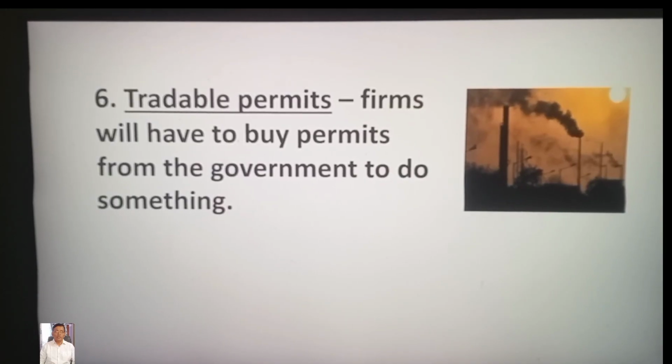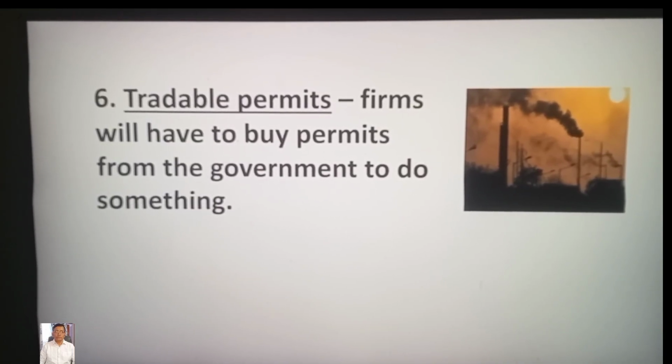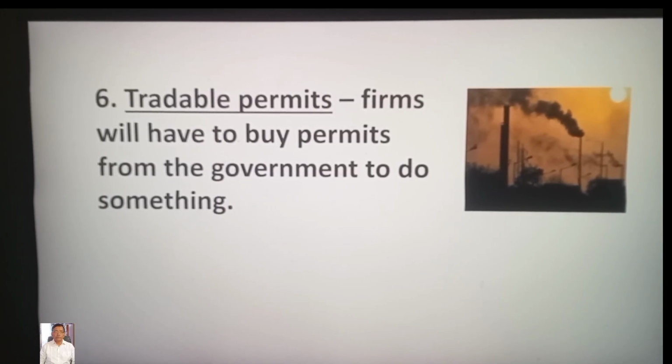Firms will have to buy permits from the governments to do something, for example, pollute at a certain level, and these can be traded among firms. Since permits require money, firms will be encouraged to pollute less.